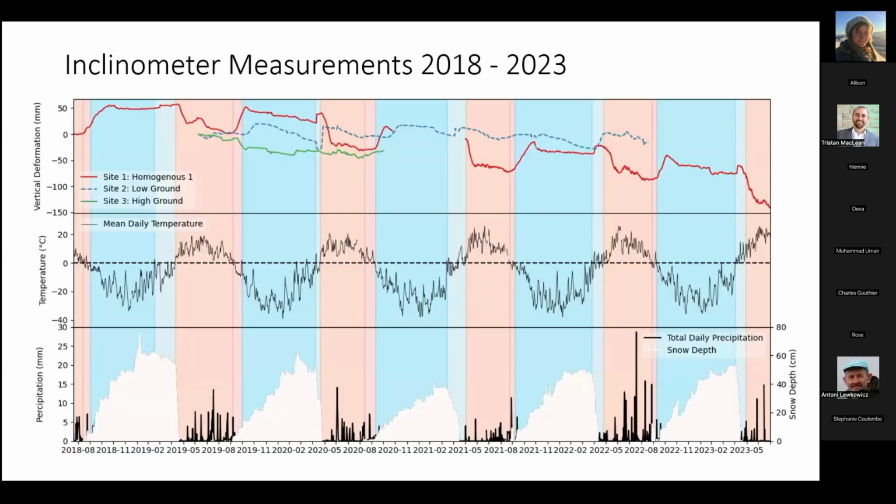So this is the time series I have of my inclinometer measurements. The first site was installed in 2018, and I have data going all the way up to 2023. The long-term trend in subsidence for this red curve, site 1, is about 2 centimeters per year. I also have a thaw tube installed at this site. From 2018 to summer of 2022, this thaw tube recorded 5.3 centimeters of ground subsidence, and the inclinometer reports about 6.1 centimeters. So these measurements are relatively in agreement with each other.